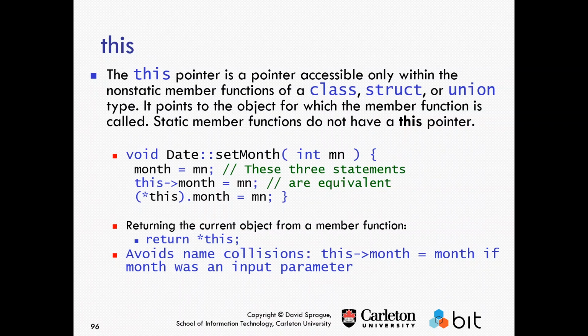The this pointer is this guy. The thumb's pointing to yourself. It's me. Me as an object. I want my member variable for month.